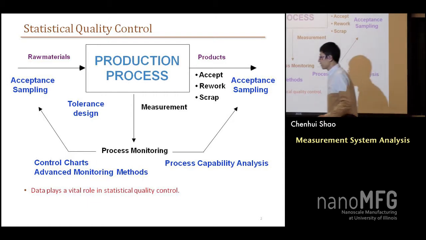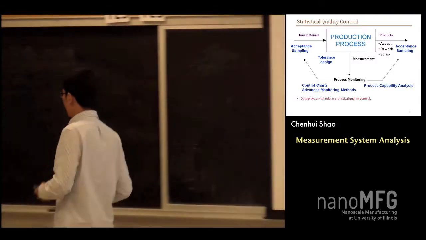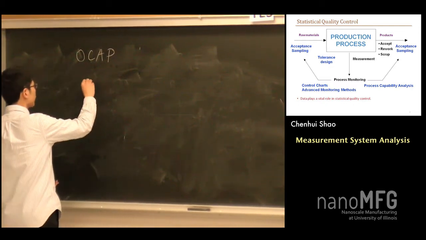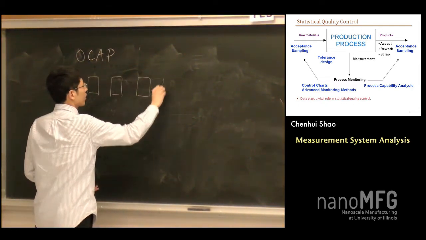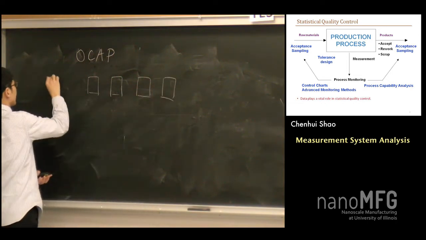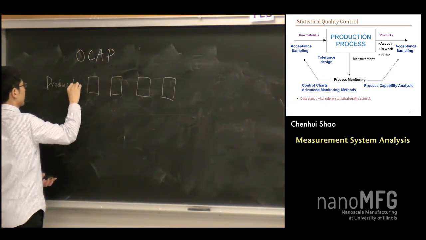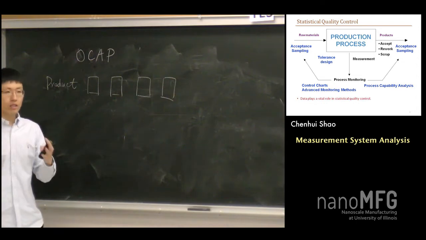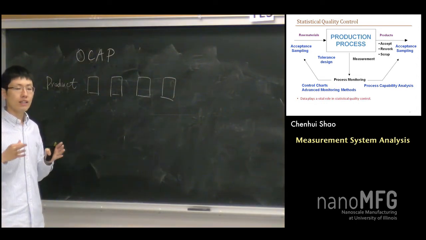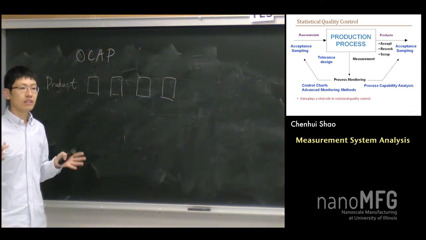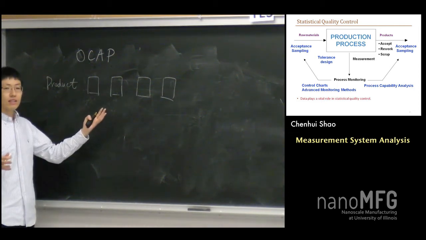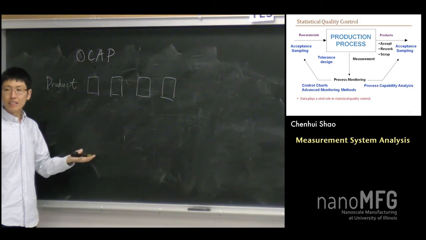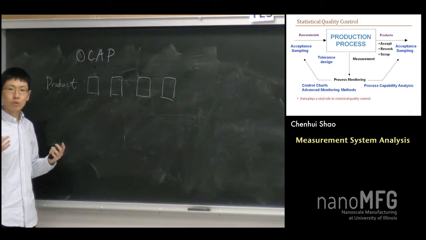If you have a production line, you produce many products. Let's say this is my product. For each of them, you are always interested in knowing whether it's good or bad. So that's the one decision to make. Is that right? In order to do that, how can we make that decision? How can we know whether a product is good or bad?